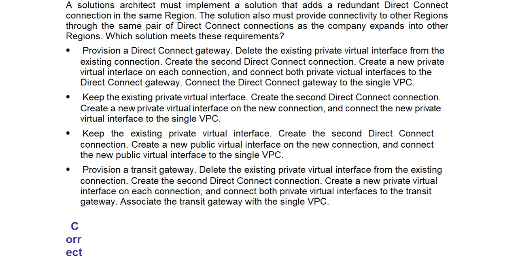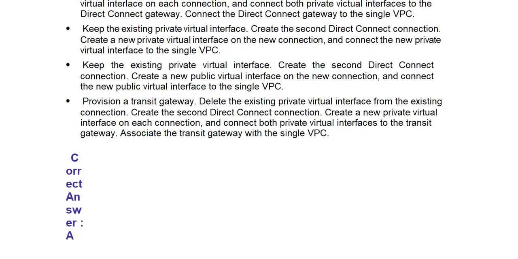Option D. Provision a transit gateway. Delete the existing private virtual interface from the existing connection. Create the second Direct Connect connection. Create a new private virtual interface on each connection and connect both private virtual interfaces to the transit gateway. Associate the transit gateway with the single VPC.